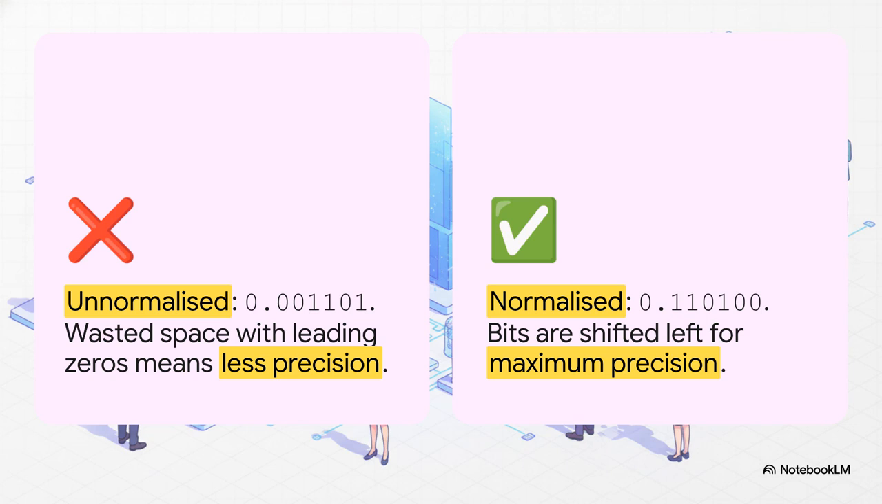And you can see it in action right here. On the left, you've got an unnormalized number that's wasting space with those leading zeros. So by shifting the mantissa 2 places to the left, we get the tidy normalized form on the right. And to make sure the value stays exactly the same, we just adjust the exponent down by 2 to compensate. Same number, just stored in a much more standard and precise way.